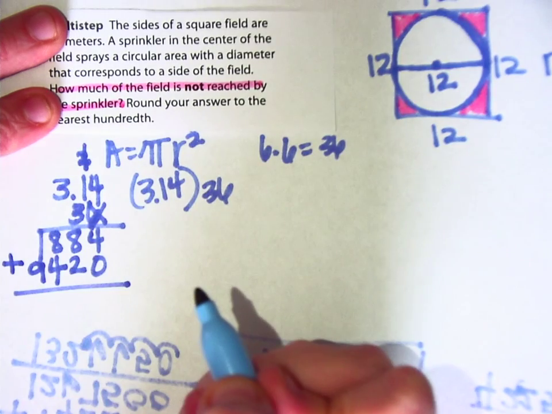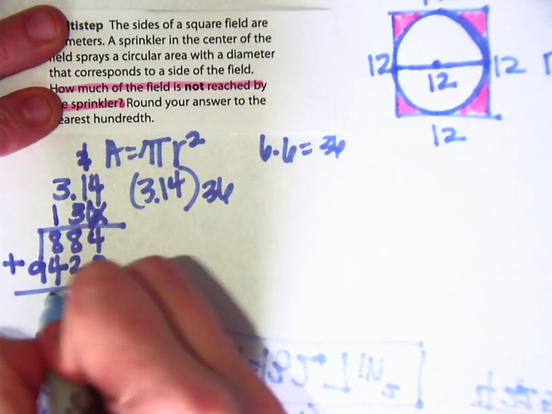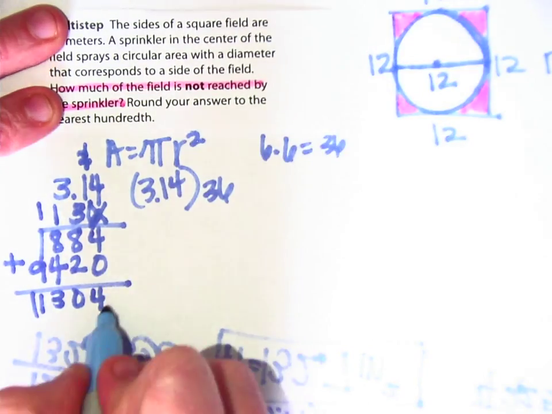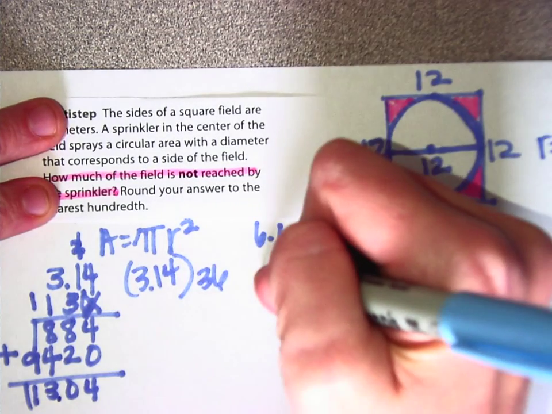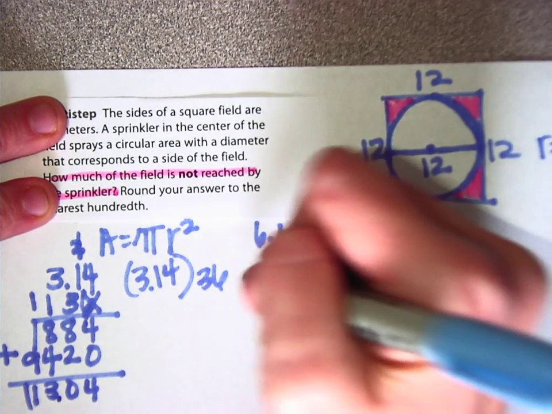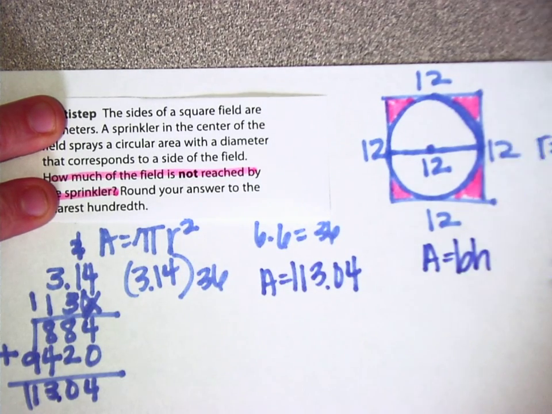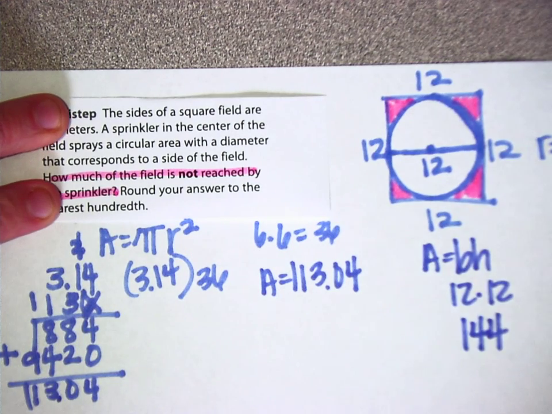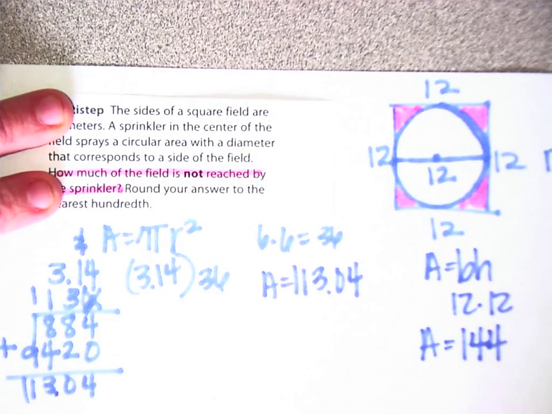So now I'm going to add these together. So I have 4, 10, 13, 11, and I have 2 spaces behind, so that is area equals 113.04, and that's my circle. Now let's find the area of the square. Well, my area of the square is base times height, which is 12 times 12, which is what we know, 144. Okay? So now that we have the area of both places, we're just going to subtract.